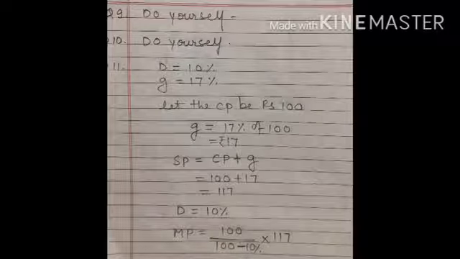After allowing a discount of 10% on the mark price, a trader still gains 17%. By what percent is the mark price above the cost price? We have to calculate how much percentage the mark price is above the cost price. So the discount percent is equal to 10%, gain is equal to 17%. In this question we start with 100, not x. If we do it with x, it's lengthy.